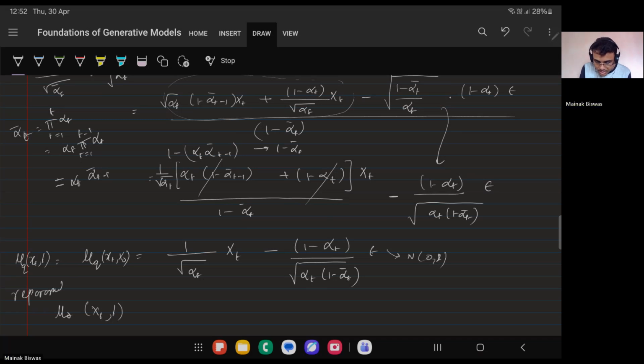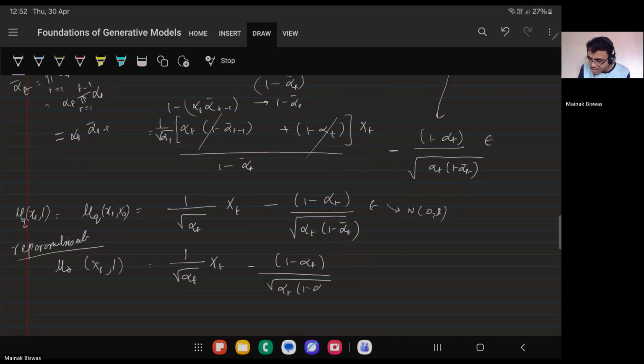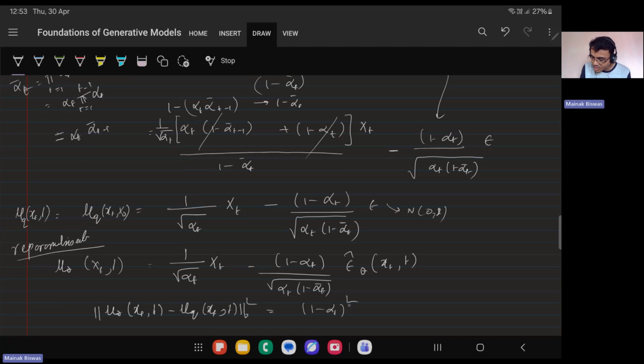Reparameterization is just linearly shifted as follows: 1 by alpha t times xt minus 1 minus alpha t. So I can always learn a linearly scaled function, alpha t bar epsilon theta of xt comma t. Now you can see if I take the subtraction of these two terms, mu theta of xt comma t minus mu q of xt comma t, squared, you get 1 minus alpha t squared over alpha t times 1 minus alpha t bar.